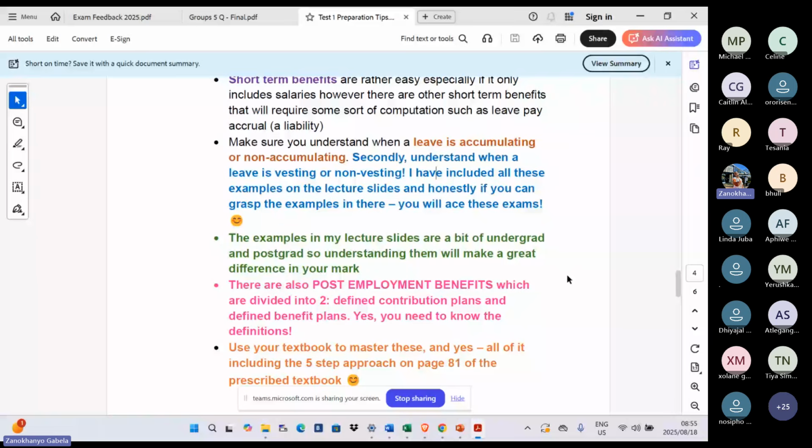Yes, you need to know the definitions of these two items. They are very much important. You will need to know them. Also, please use your book for this one. I guarantee you all the questions that are going to be asked will resemble the book. Why am I saying so?